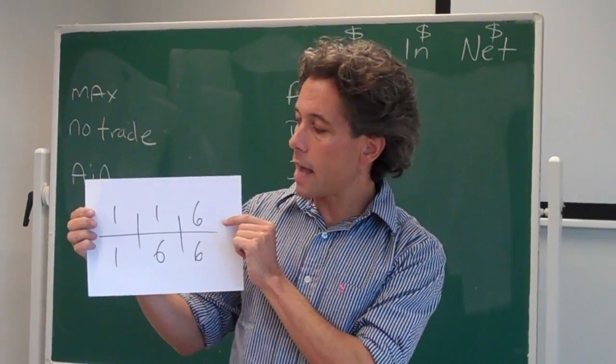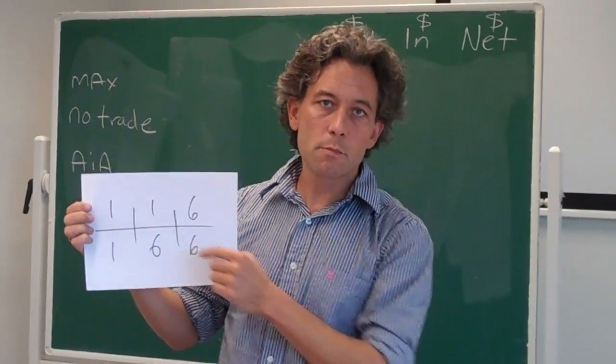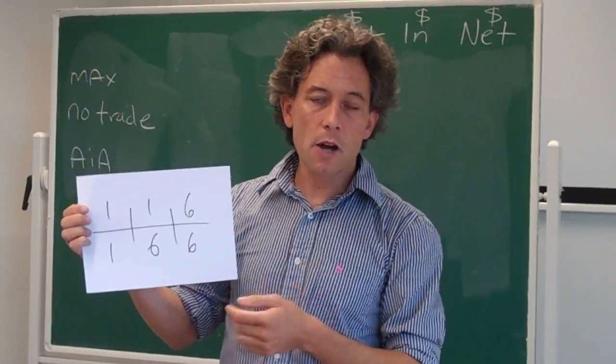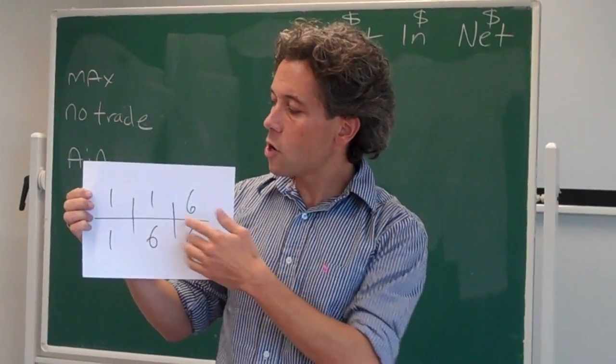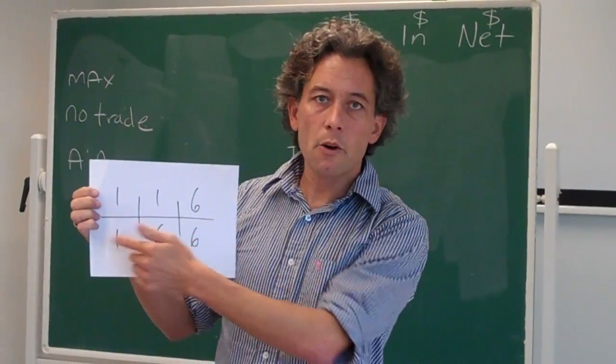So the key here is that we want to make sure that we put water on the plots where it's most valuable, and we're going to use the auction to do that. But if there is no water on the land, then this farm will produce $6 in value.